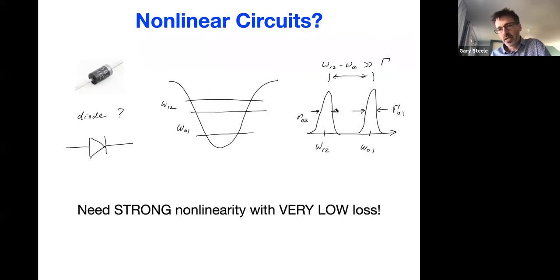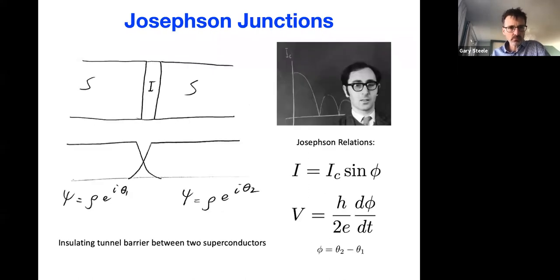Well, it turns out that you can't, and that's because we need a combination of two things. What we need is this condition here: we need the difference between these two transition levels to be larger than their spectral line width. That means we need a very unique combination of very strong nonlinearity with very low loss. So how do we do that in practice?